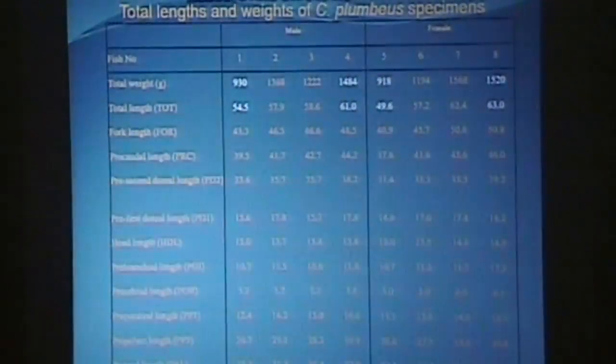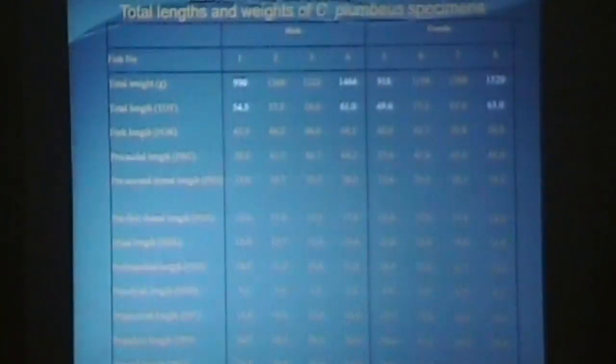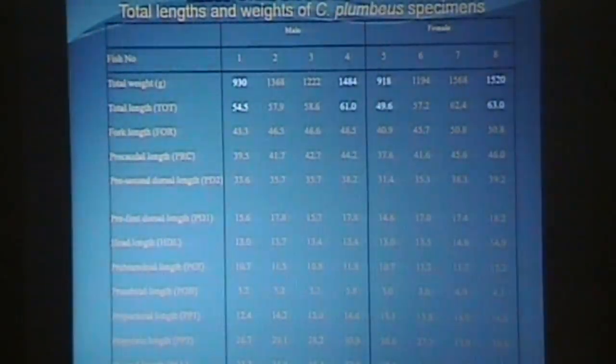As you see in this picture, there were 4 males and 4 females. Minimum weights and total lengths, as you see in this picture, and maximum lengths and weights.